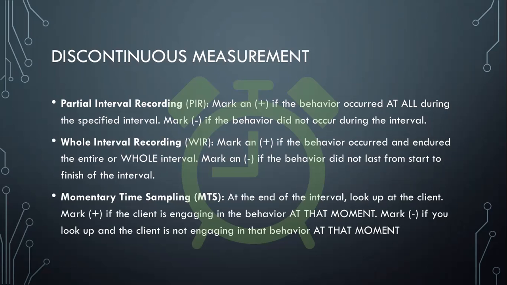Every time that 5-minute timer goes off, all she does is look up at the client. If at that very moment the client is engaging in that behavior, she will mark that it occurred, a little plus sign. Even if that kid is engaging in that behavior during the whole 5-minute interval, but he stops at the very moment that she looks up, or at the moment that the timer goes off, it will be marked as not occurring. Does that make sense?